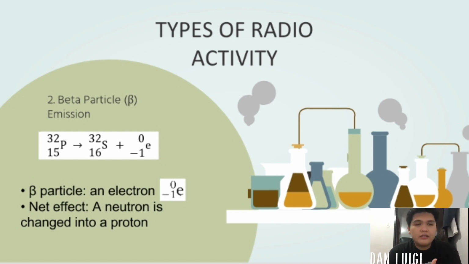The new nucleus is therefore sulfur 32. Thus, the unstable phosphorus 32 has 15 protons and 17 neutrons, and when it is converted to sulfur 32, it has 16 protons and 16 neutrons. So 16 plus 16 equals 32. So now the nuclear stability is achieved.